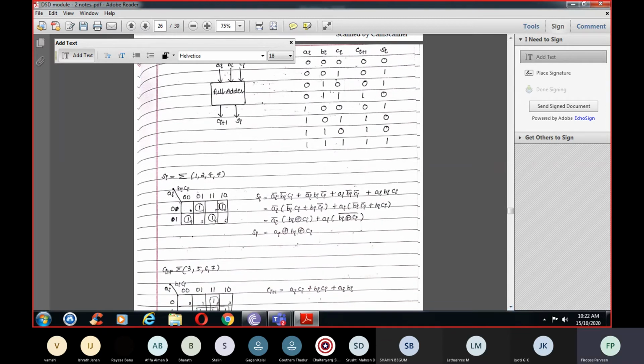So this is 1, 1, 2, 4, 7. How are you getting this one? So 1, it is here. So what will you get? It is A_i bar for the corresponding row. Here the corresponding column is B_i bar, C_i. So A_i bar, B_i bar, C_i. In the same way, as you cannot group it, it is a single cell.